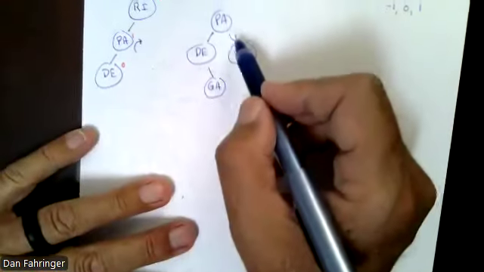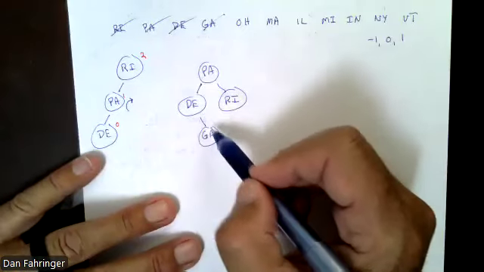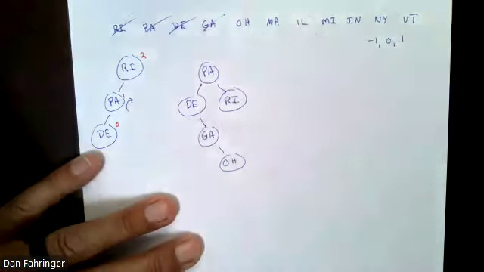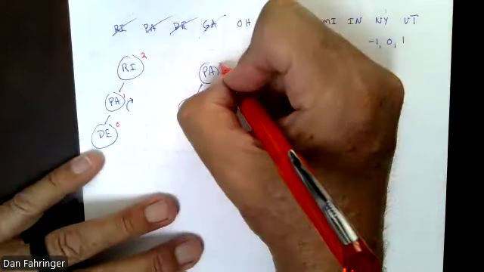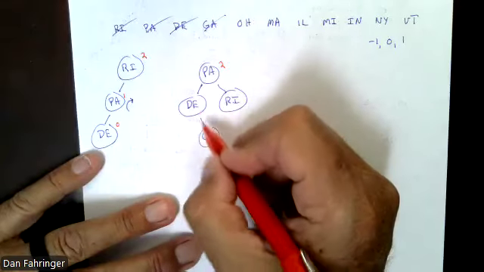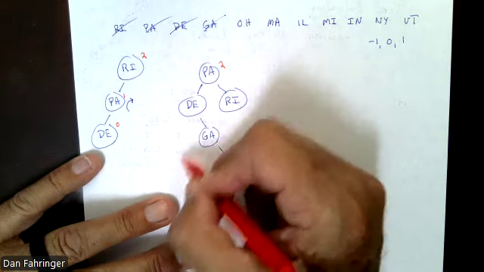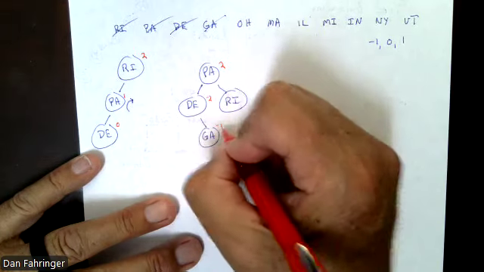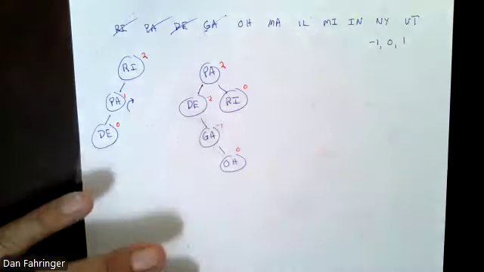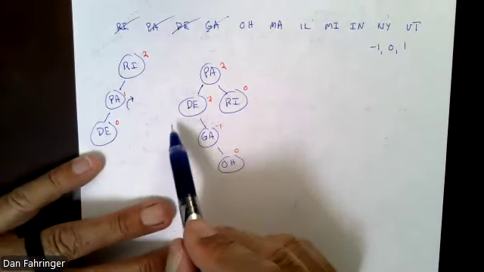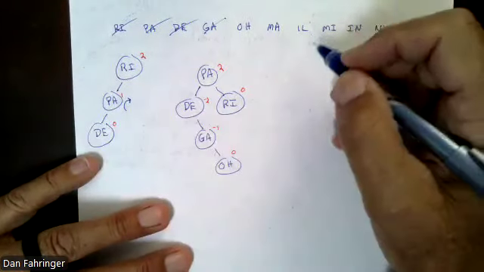Ohio. O is less than P, greater than D, greater than... uh-oh. I got to Ohio, and this became a 2. This became a -2, -1, 0, 0. So I need to do a rotation. I need to do a left rotation.